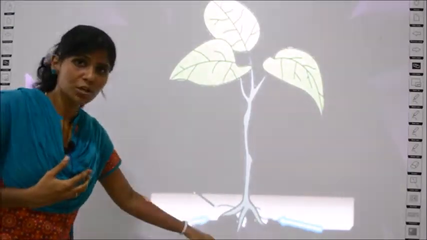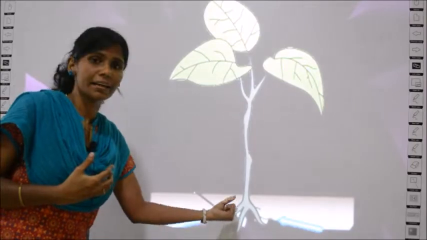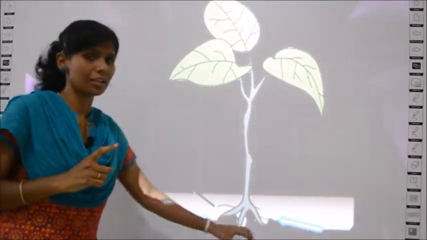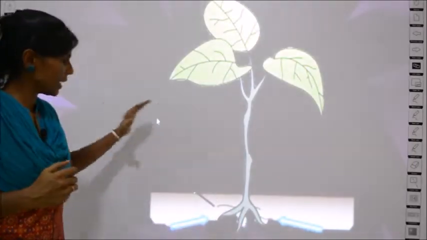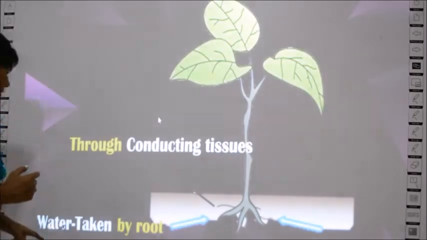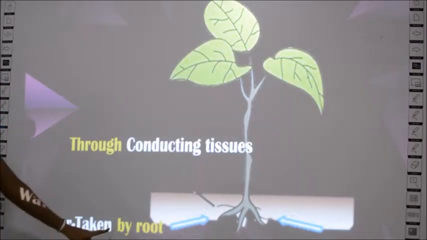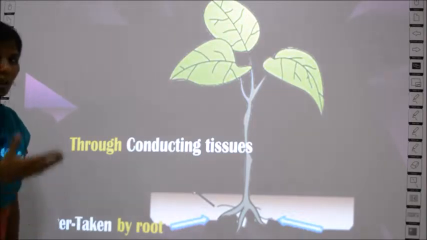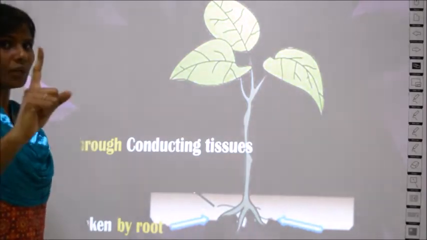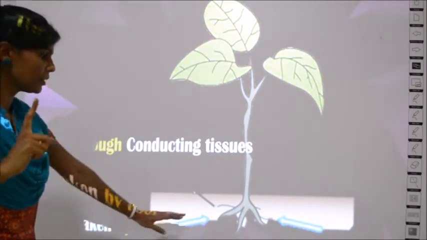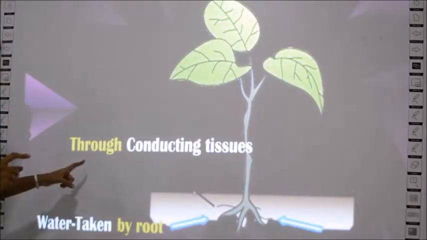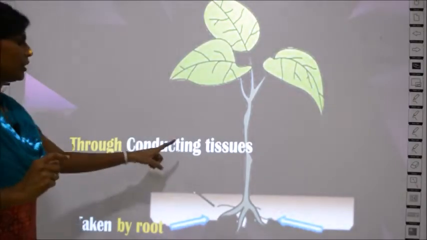These roots are also inside the soil, and they take in the water first. The blue arrow mark denotes that water is taken in from the soil. So water is taken by the root. Who takes the water? The root takes the water. Then point number 2, through conducting tissues.